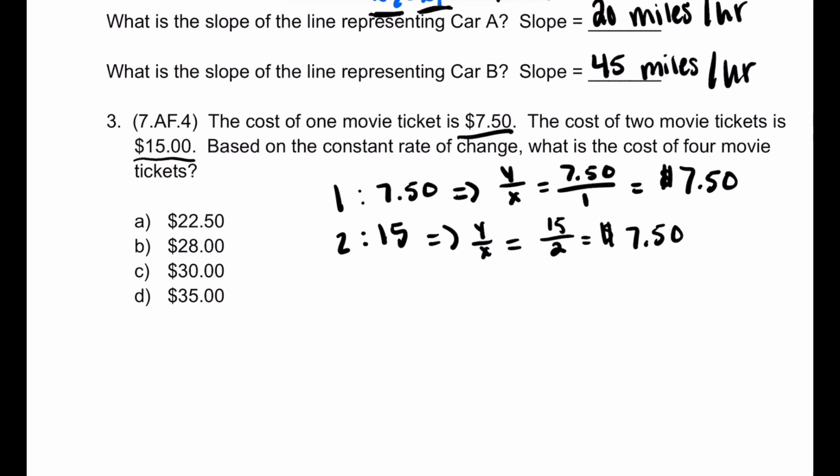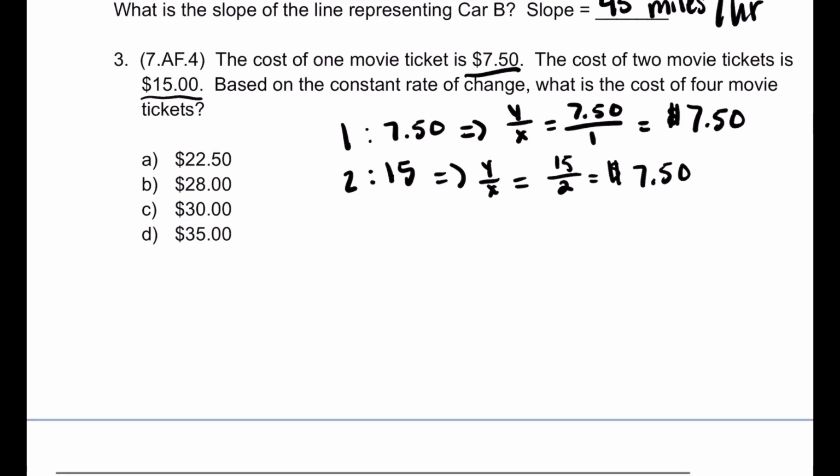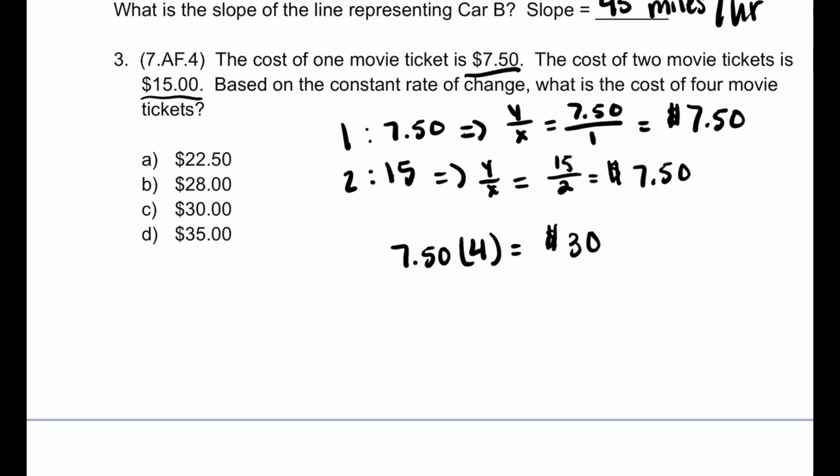Okay. So in order to figure out how much 4 movie tickets are going to cost, I'm going to take that $7.50 and just multiply it by the 4. 7.50 times 4 does give me a total of $30. So that means it's going to cost me $30 for 4 tickets.